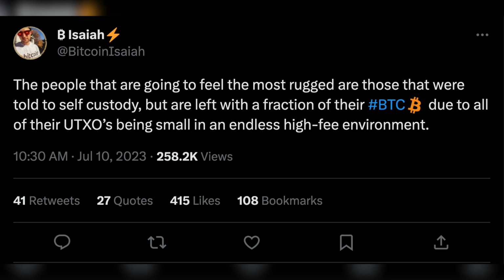And it's something that if you don't take care of pretty soon, you might be one of the people that ends up feeling the most rugged out of anyone in the Bitcoin space. And so that's why today we're going to be talking about UTXOs.